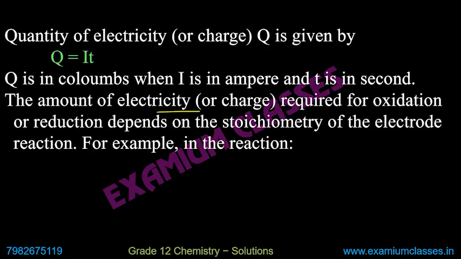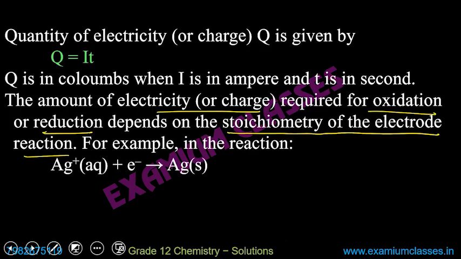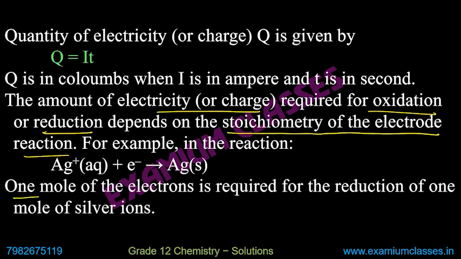The amount of electricity or charge required for oxidation or reduction depends on the stoichiometry of the electrode reaction. Stoichiometry of the electrode reaction means how many moles of electrons are required in the balanced equation. For example, Ag+ + e- gives you Ag, it is just a 1:1 ratio. 1 mole of electrons is required for the reduction of 1 mole of silver ions.